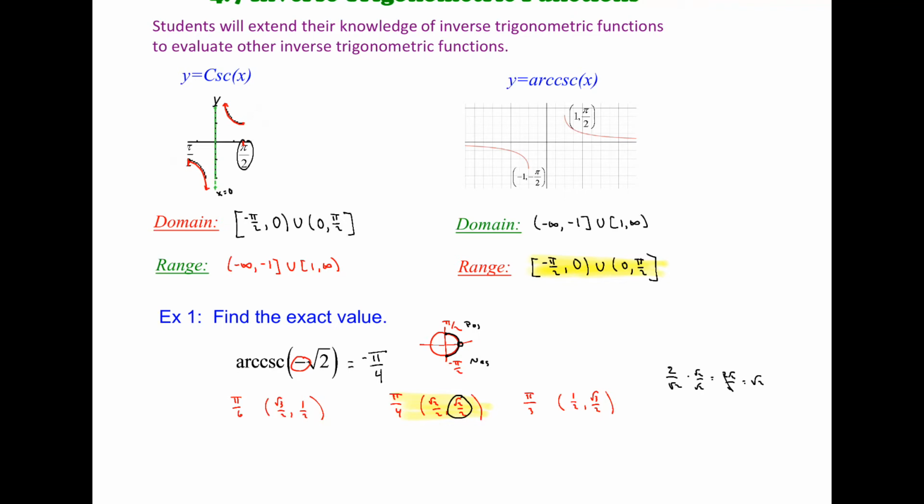The negative, you want to make sure you go into quadrant 4, but you are going in the negative direction to make sure that you still fall within that range that we specifically talked about. So in this case, negative pi over 4 would be your answer.